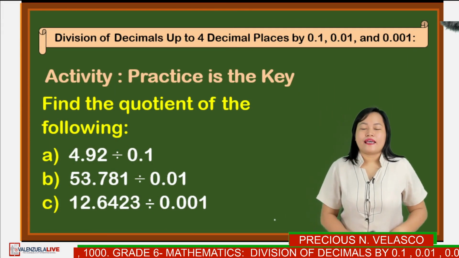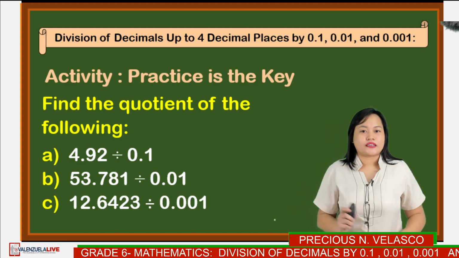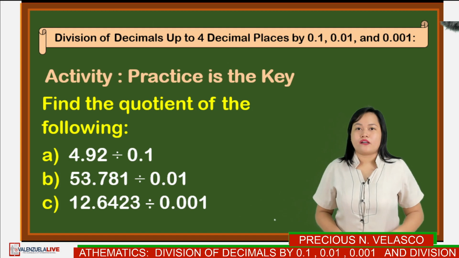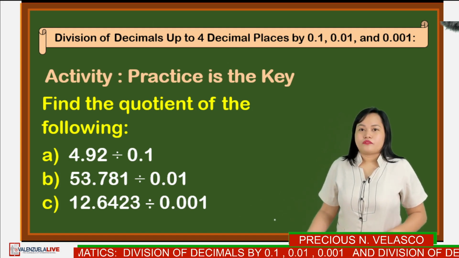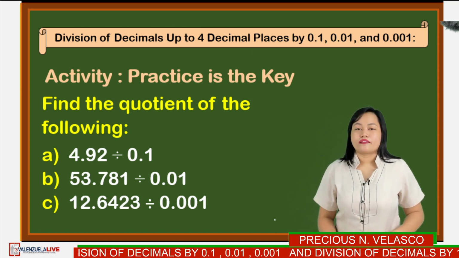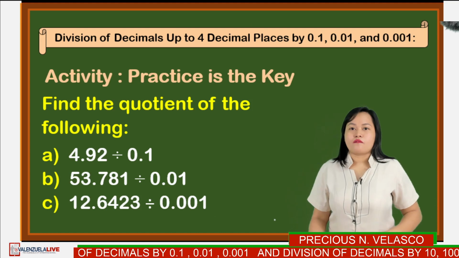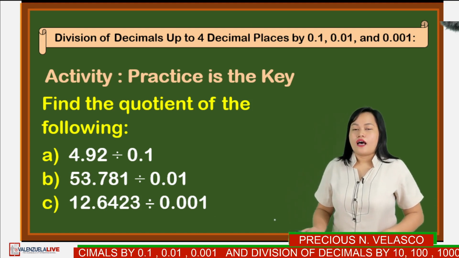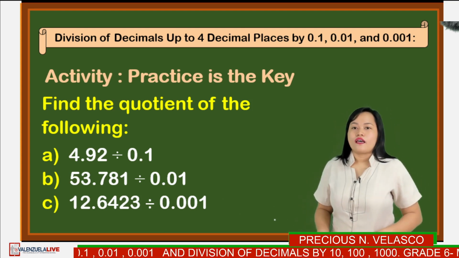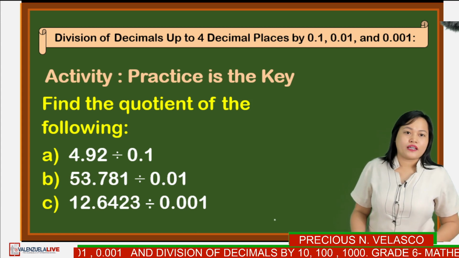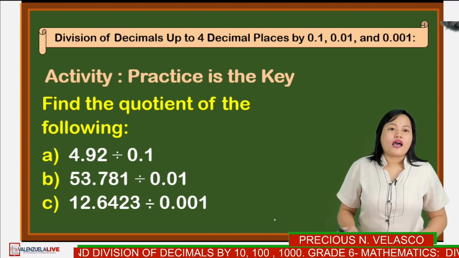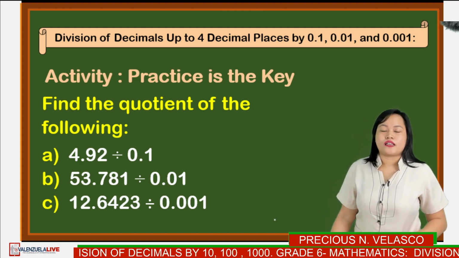Okay, I guess you are ready for our next activity, and this activity is what we call Practice Is the Key. What you're going to do is find the quotient of the following. For the first one, we have 4 and 92 divided by 1/10. Letter B, we have 53 and 781 thousandths divided by 100ths. And for the last one, we have 12 and 6423 divided by 1,000ths. So let's see.